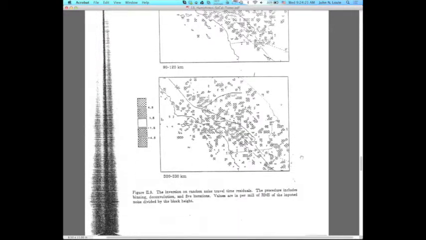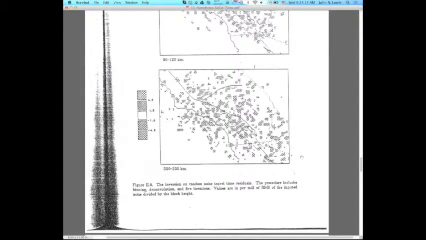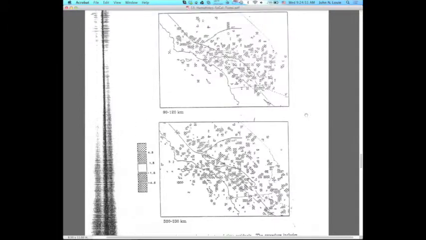Here's a checkerboard test. Now let's see. So it's inversion on random noise travel time residuals. No, that can't be a checkerboard test then. This is actually similar to the Harlan procedure. So he's taking random noise residuals, okay, and the whole thing is divided into blocks. That's why it has this checkerboardy blocky appearance here. The whole upper mantle of Southern California.